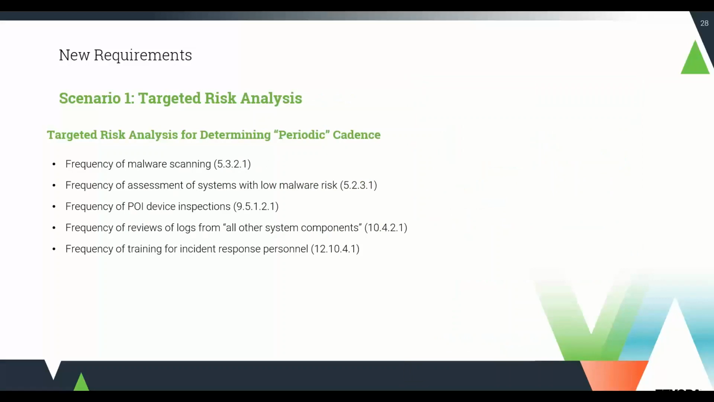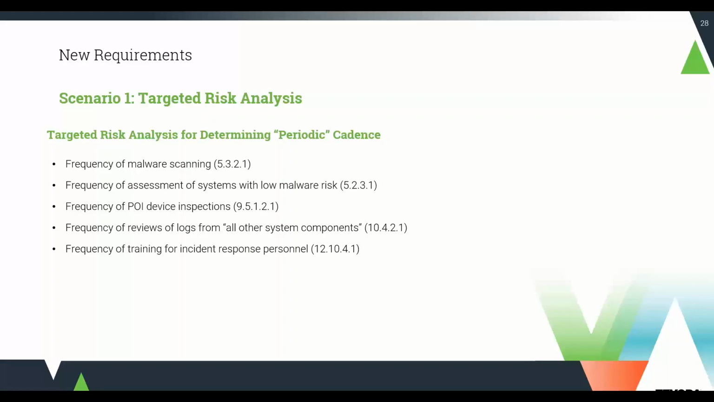Now moving on to scenarios where, imagine we are on March 31st, 2025, and the requirements are fully effective. What do we have to prepare for? So in addition to doing targeted risk analyses for the customized controls, we now have to start doing risk analyses for determining various controls that involve periodic cadence.